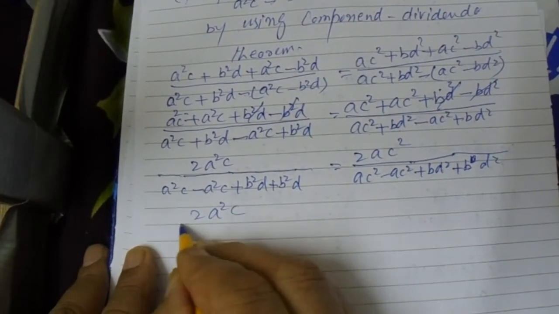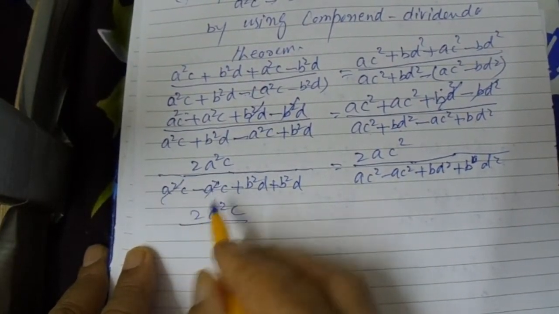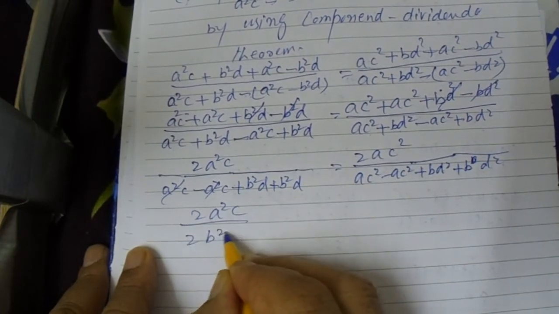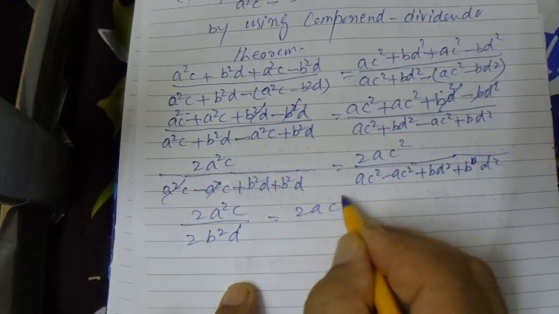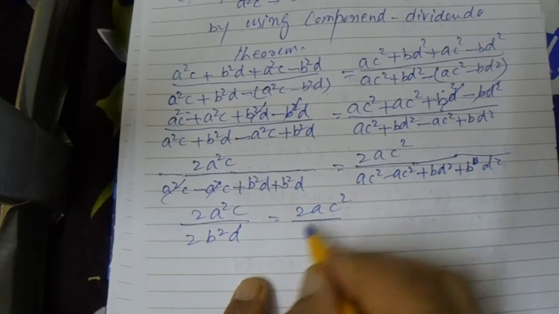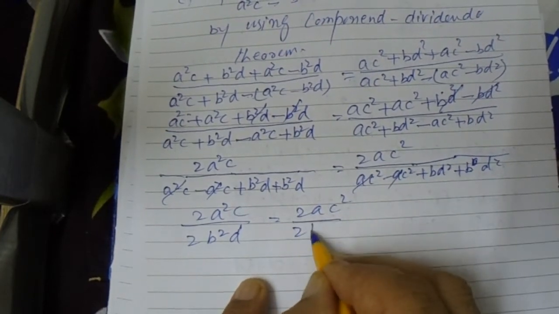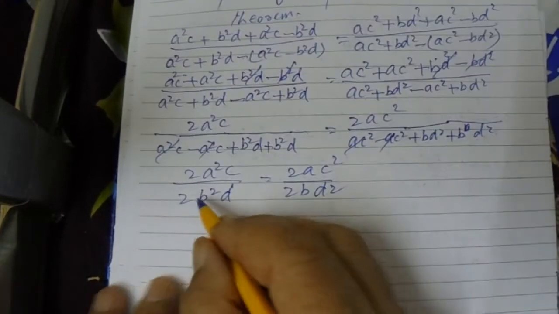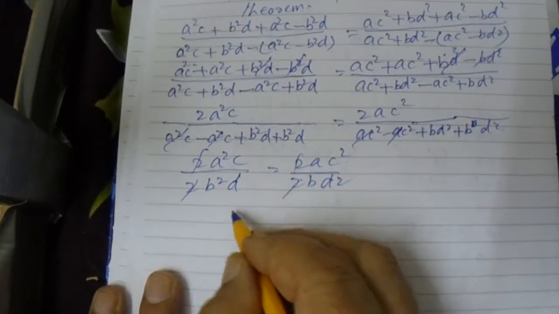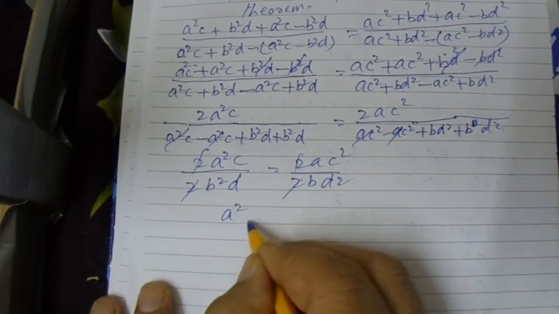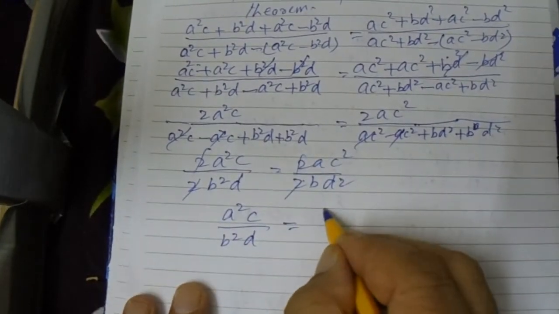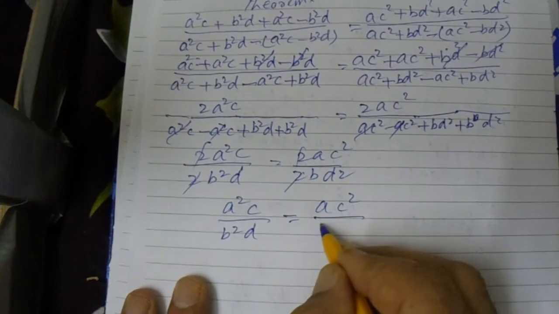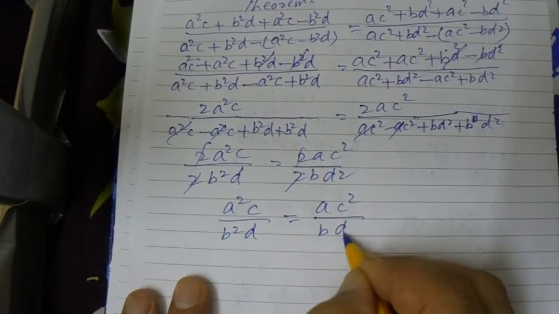2A square C over, this will cancel, 2B square D, is equal to 2AC square over, this will cancel, 2BD square. Now this 2 will cancel, this 2 also cancel, and we have A square C over B square D is equal to AC square over BD square.